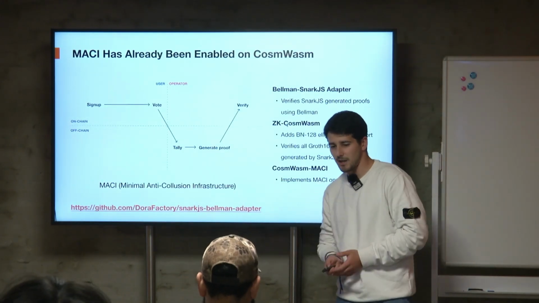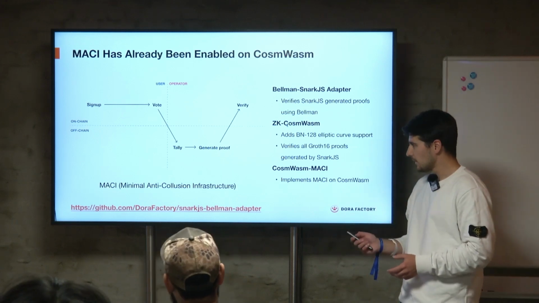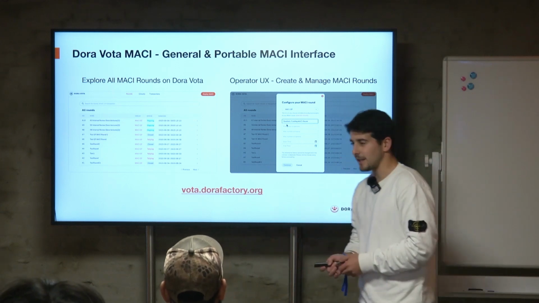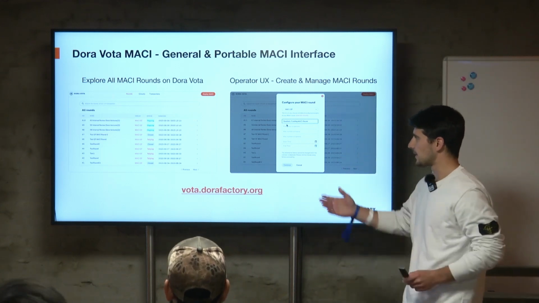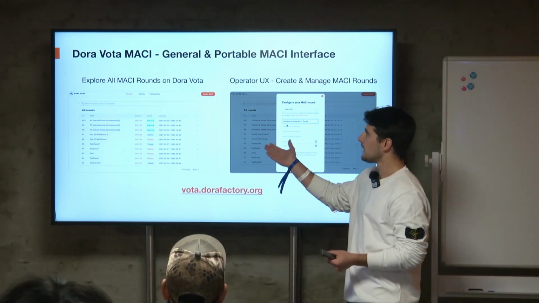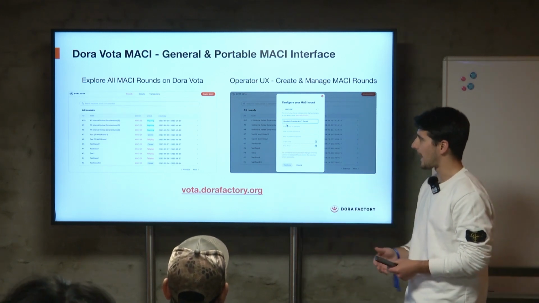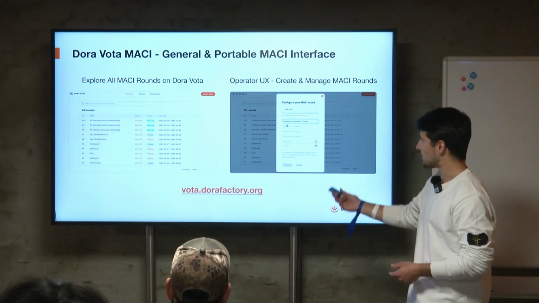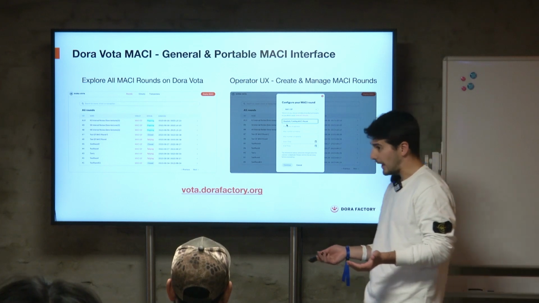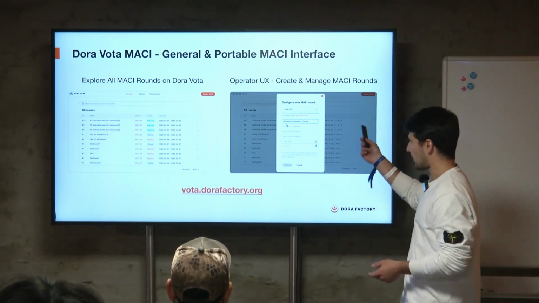Now MACI is its own blockchain called Dora Vota. What we've done is we've created a basic front end for Dora Vota, right? There's a MACI Explorer live right now. You can go on our website, or you can go on the Dora Vota block Explorer and see all of the active MACI voting rounds. And there's also an operator UX. If you want to be your own operator, you still can, and you can just go and start up any round you want.